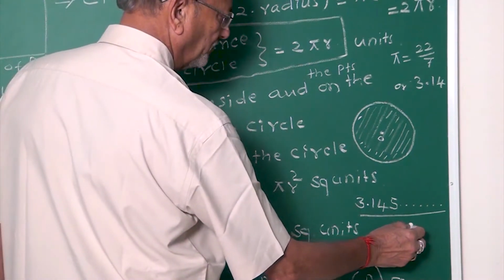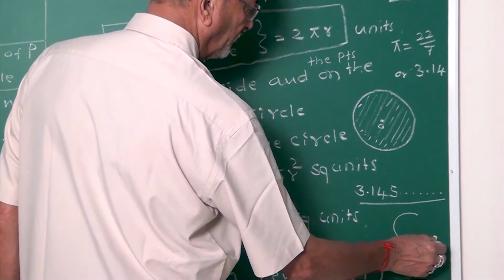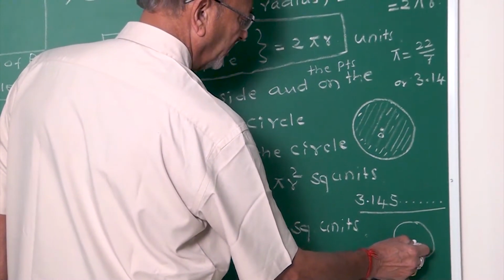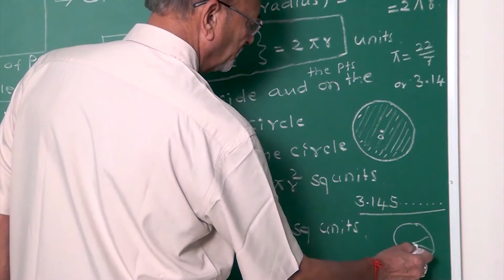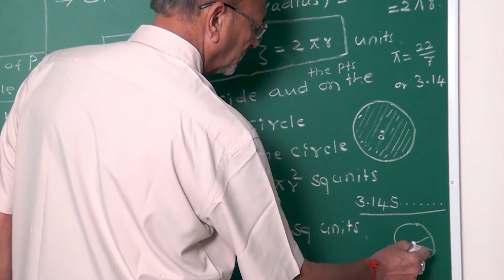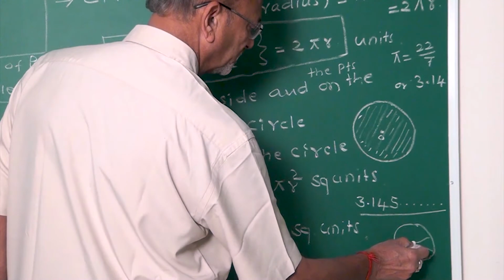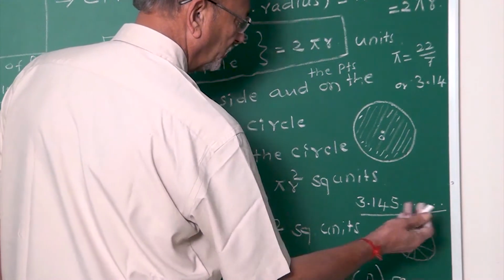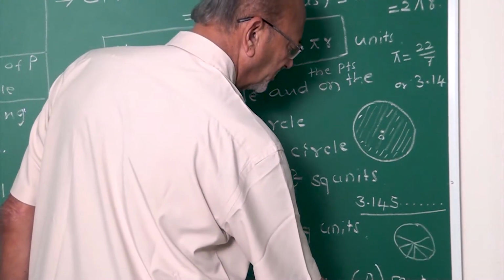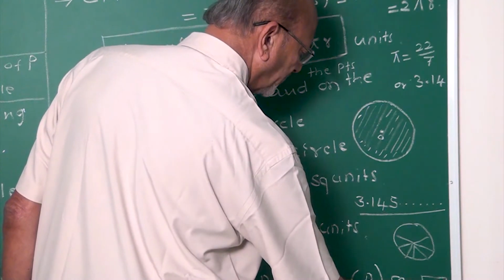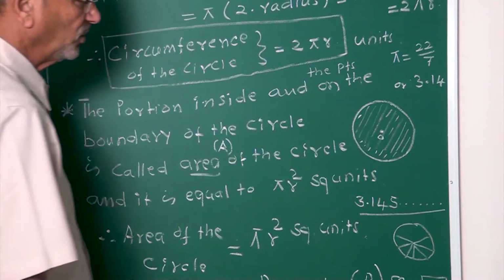This also we can prove, my friends. This circle, cutting it like this into pieces, these are the pieces. If you make equal pieces and join them, it comes in the form of a rectangle.